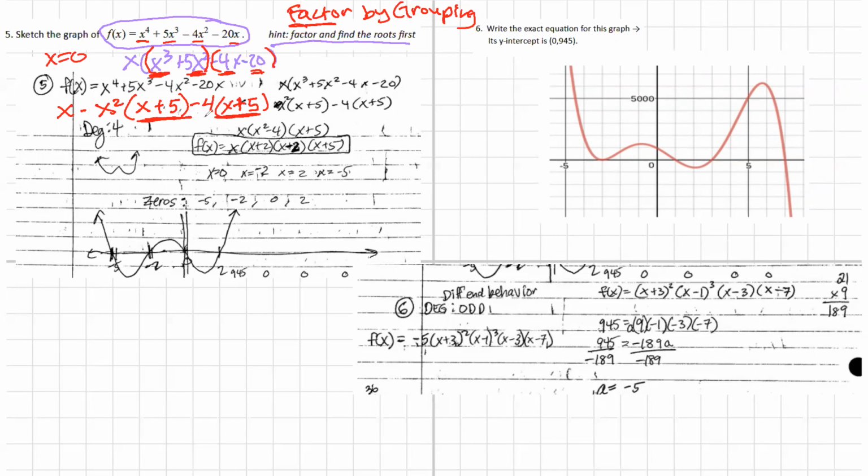Now that they're the same, you can combine them into one parentheses, x plus 5. You're basically factoring them out. And then you're going to put the other two factors in their own parentheses, x squared minus 4. And then this x that we factored out in the beginning goes there. So f of x is equal to x times x plus 5 times x squared minus 4.